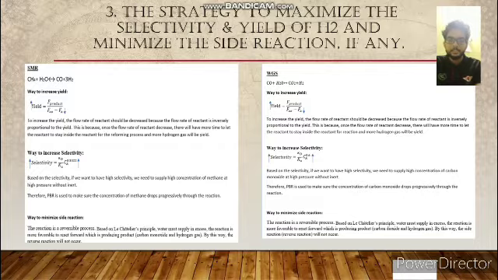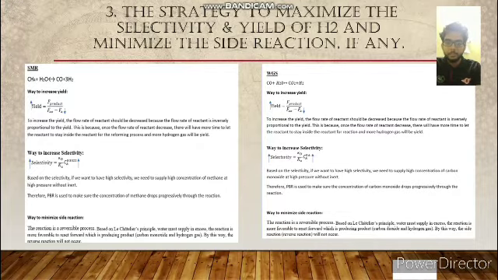To increase the yield in the SMR reactor, the flow rate of reactant should be decreased because the flow rate of reactant is inversely proportional to the yield. This is because once the flow rate of reactant decreases, the reactant will have more time to stay inside the reactor for the reforming process and more hydrogen gas will be yielded.